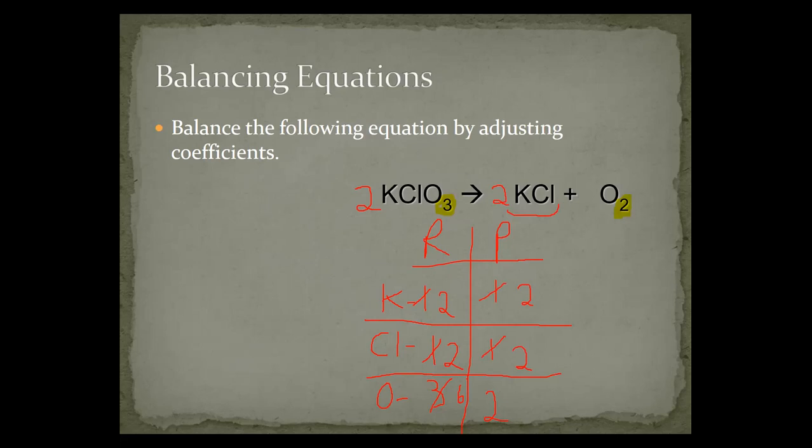So now I do my check. Potassium is balanced, chlorine is balanced, but now my oxygens are not balanced. But look, oxygen is over here by itself. That's why I left it for the end, because now I can just change my oxygen and it doesn't change anything else in my equation. So what times 2 gives me 6? 3. So I'm going to put a 3 here, and that changes this oxygen to 6. So now I've got 2 and 2, 2 and 2, 6 and 6. This is a happy, balanced chemical equation.